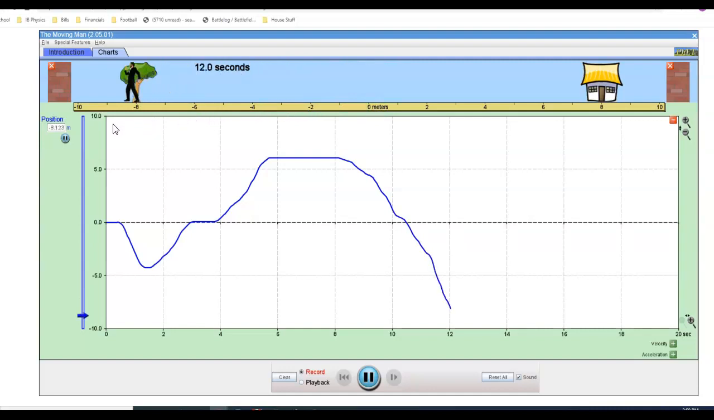Okay, and so to understand what this graph is saying, you can basically think of the y-axis, the position axis, as basically being like a number line, and you can imagine an object like the moving man moving back and forth along that number line. And then on the x-axis we have time. Okay, so that's basically what a position time graph is.